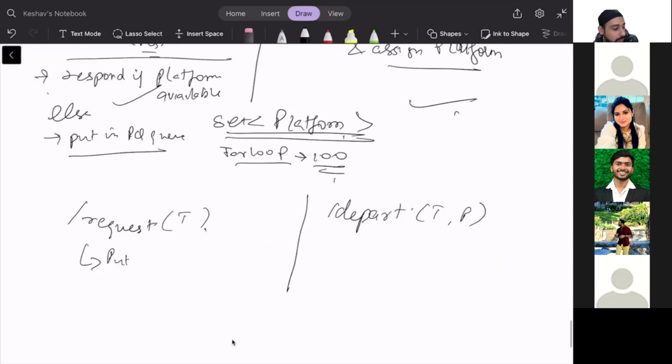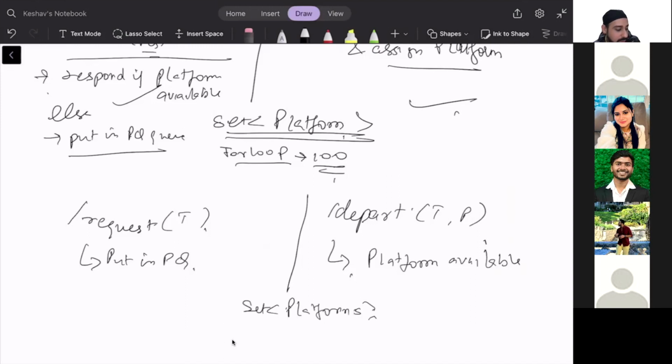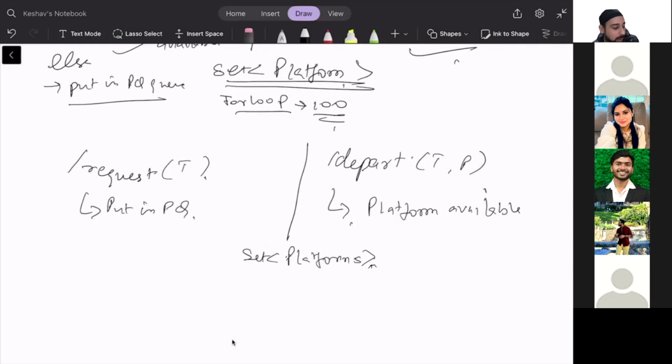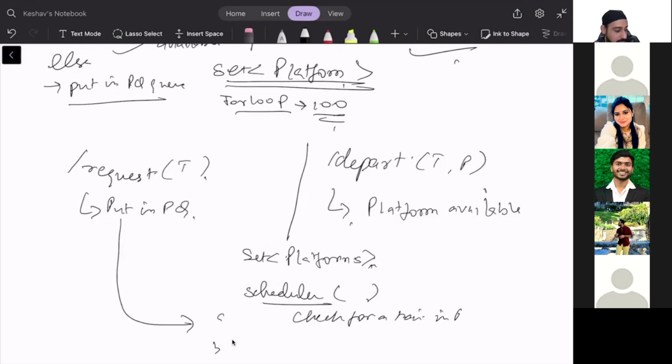As rightly pointed out, we would have put it in a priority queue. As rightly pointed out, we would have made this platform P or this platform available. As rightly pointed out, we have a set of platforms that's there. I would have kept a scheduler service running in the background that checks for a train in the priority queue.